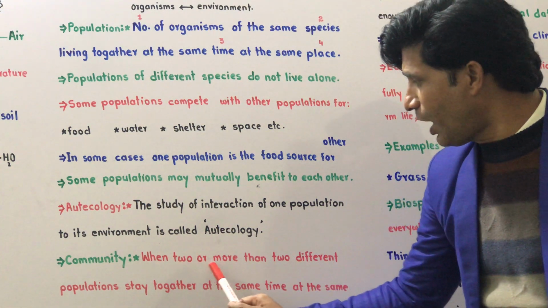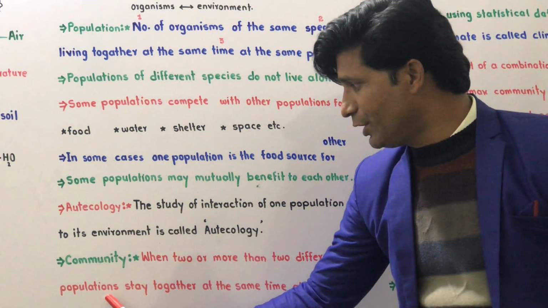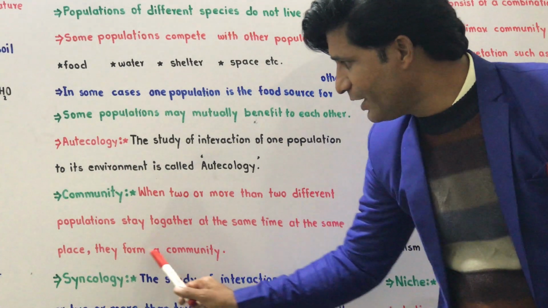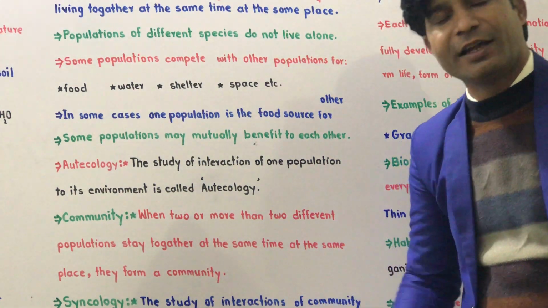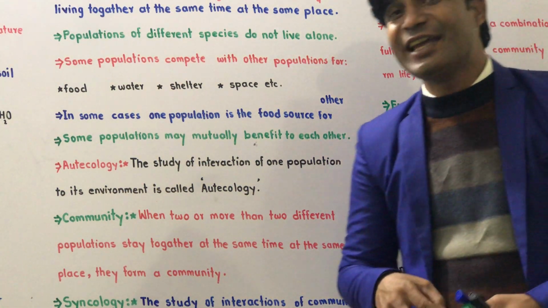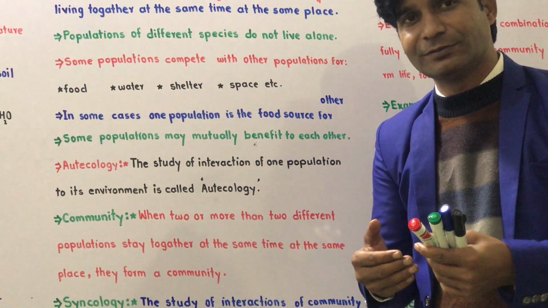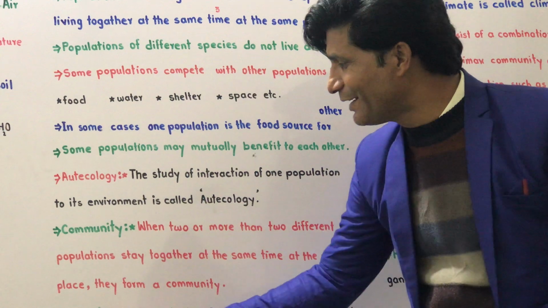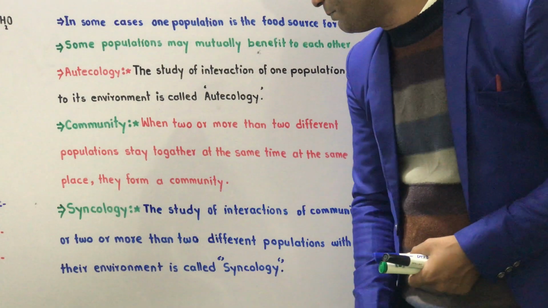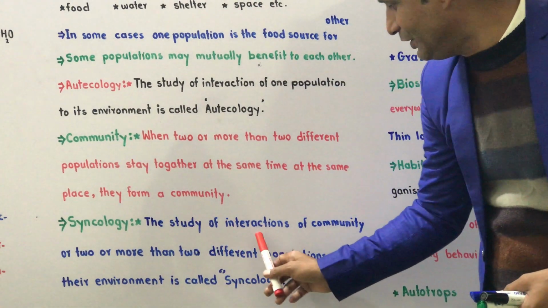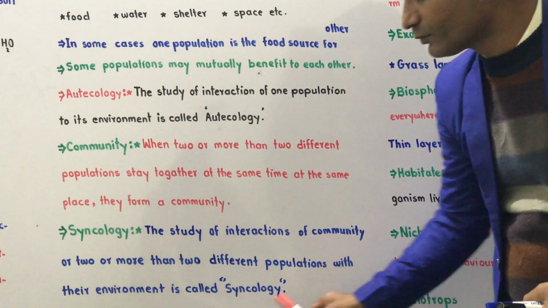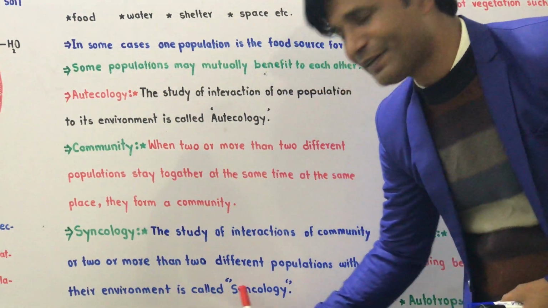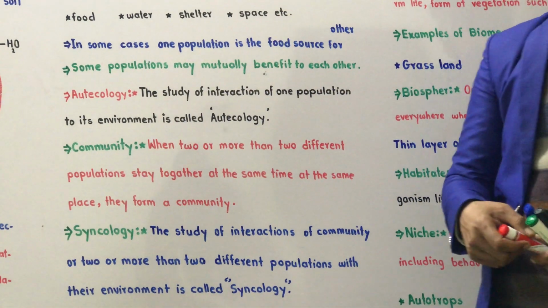So when two or more than two different populations stay together at the same time, at the same place, they form a community. And the study of the relationship of a community to its environment is known as synecology. It is the branch of biology in which we study the interaction of a community, or two or more different populations, with their environment.